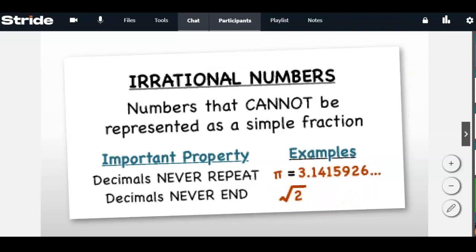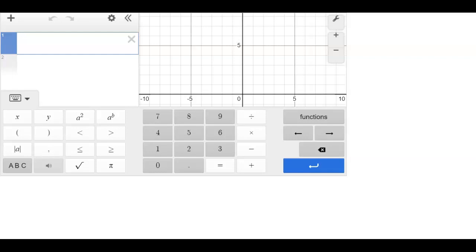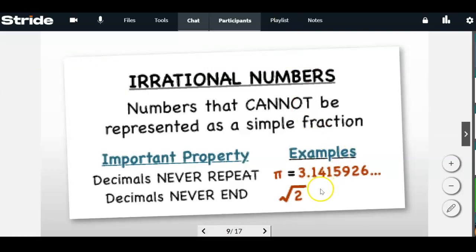So let me just show you on the calculator what the value of square root of 2 is. So if I put the square root sign and 2. Now the calculator will only hold so many decimal places, but see, it doesn't repeat in any way, and it's going to just keep going on and on. So that's why this is an irrational number. These two are examples.